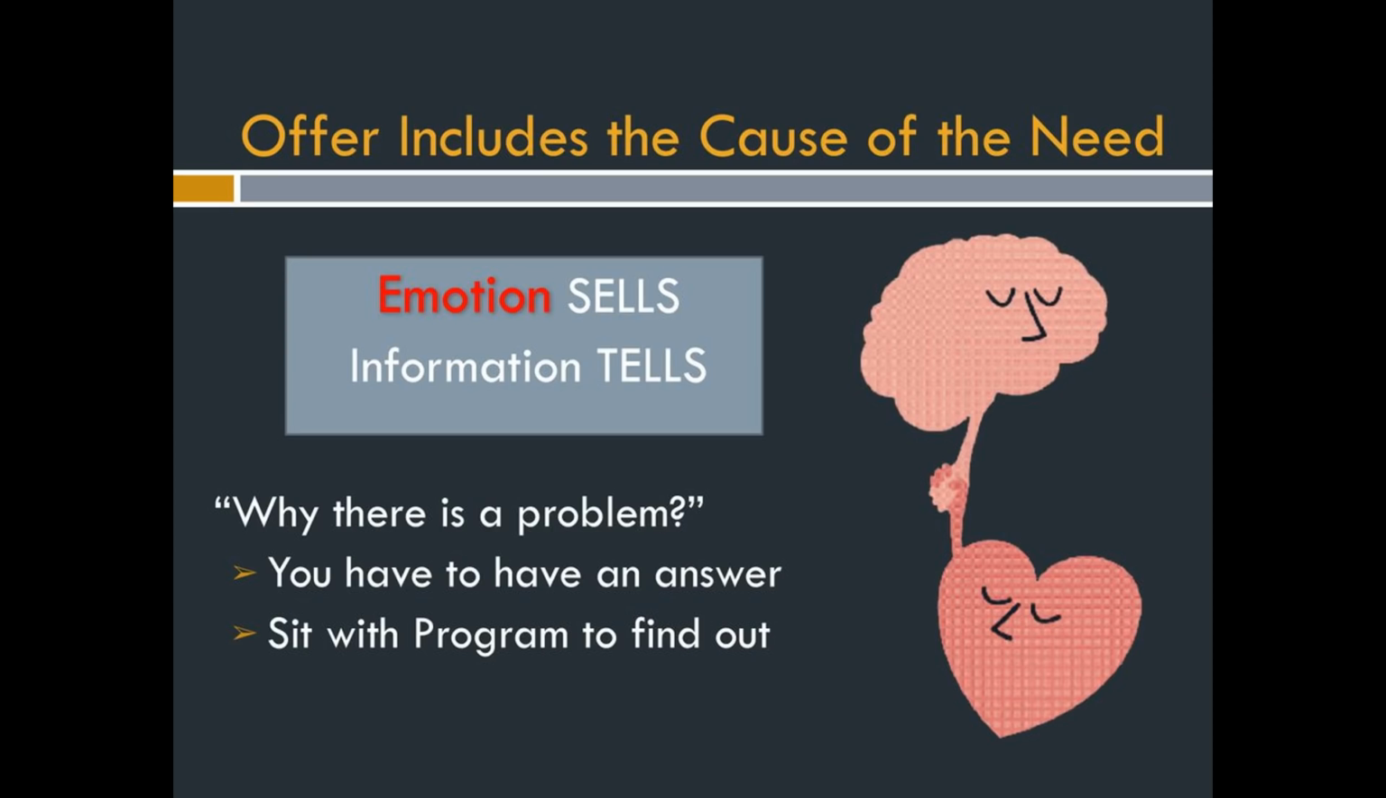So just to continue on here, talk a little bit more about the offer. It includes the cause of the need. You know, why is there a problem? You have to answer that. And then you have to sit with program and find out, well, why is that? In case someone asks, like the donor might ask, well, what are you actually doing? And why are you doing that? We put in here, emotion is what sells it, but the information actually tells. And there's some donors that want to know, well, why is this situation occurring? We're not saying you should lead with that, but you actually have to understand it yourself. So sit with program to find out what that all is about.